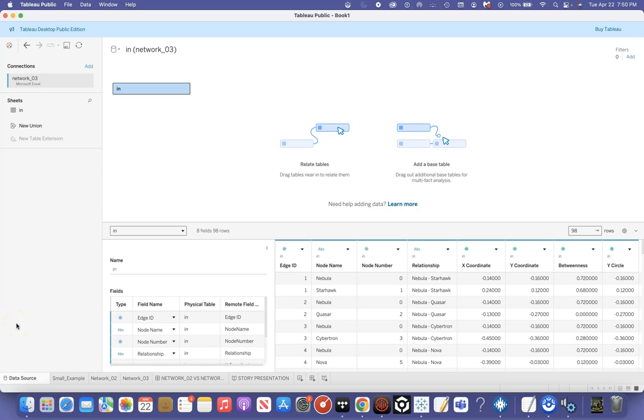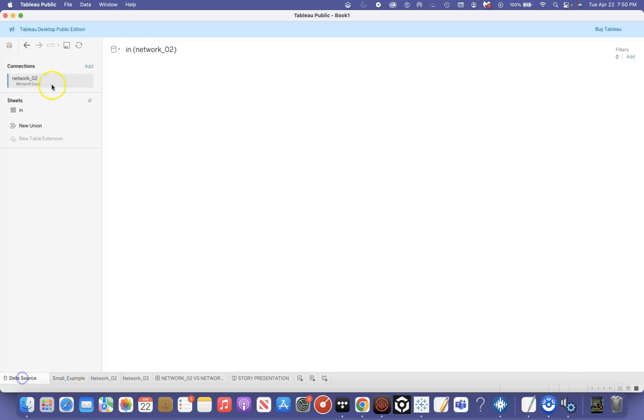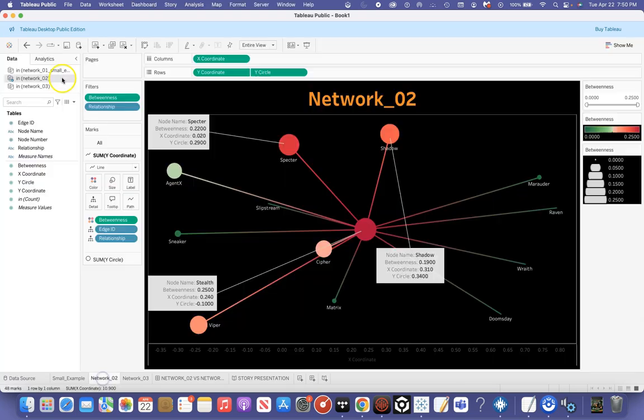So in this unit, we are dealing with the network data sets. And I'm going to start by looking at the two data sets that I have for this assignment. So I have two data set sources. One is the network 2, then the other one is the network 3.